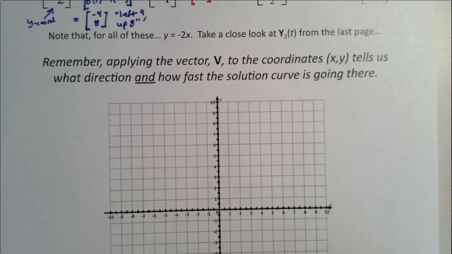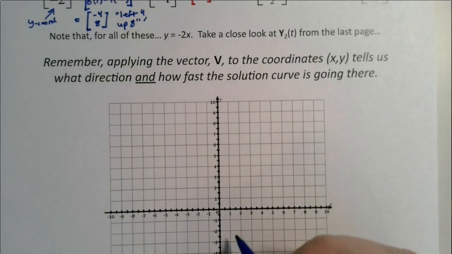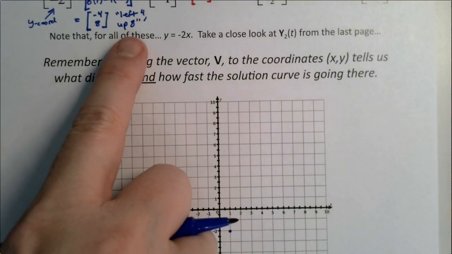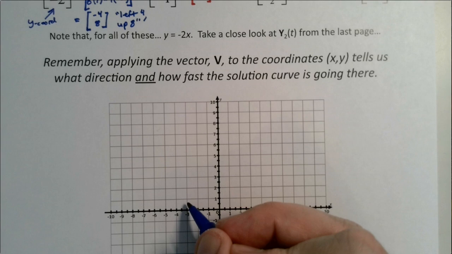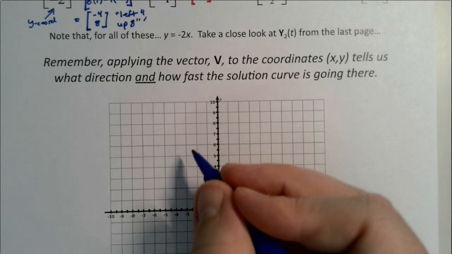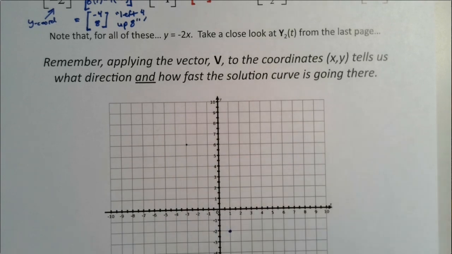So let me find that on my phase plane here. At 1 comma negative 2, I'd have the point right here. And this thing is going to be pointing, it says, to go left 4, up 8. So I'd go left 1, 2, 3, 4, and then I would go up 8. 1, 2, 3, 4, 5, 6, 7, 8. So the end of my arrow's got to be right there.